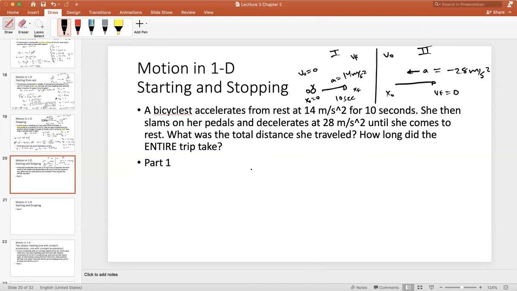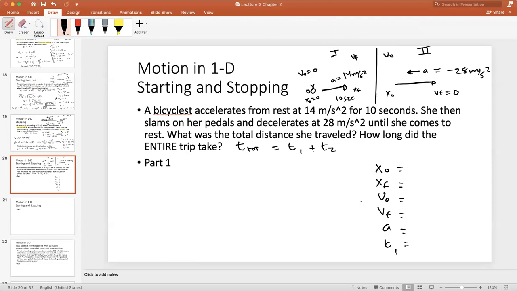So let's start with just the first part. We're just going to do part 1. In part 1, we have x naught, x final, v naught, v final, a, and t. And actually, I want to call this t1 because we want to know how long did the entire trip take. We want to know the total time. And the total time is going to be the time of 1 plus the time of 2. And then we also want to know the total distance.